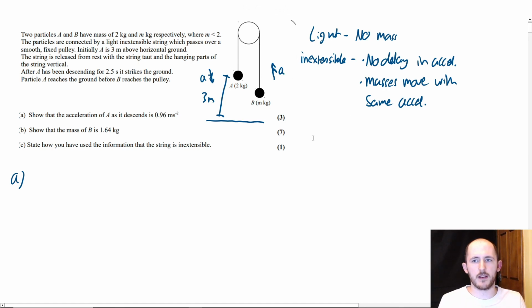Hopefully that makes sense, right? It makes logical sense. So part A is actually just to solve that question, because with pulleys, we can actually treat them as completely separate entities. So what I mean by that is we can just look at A side.